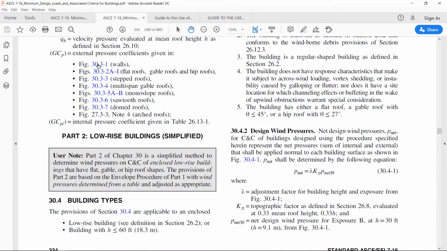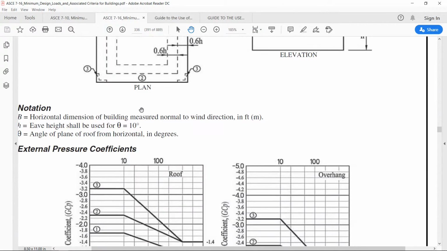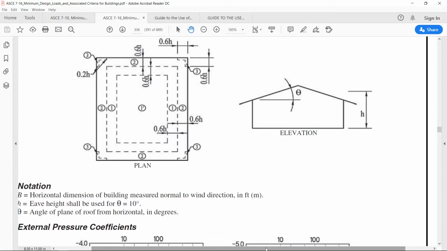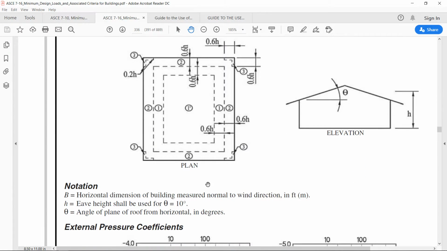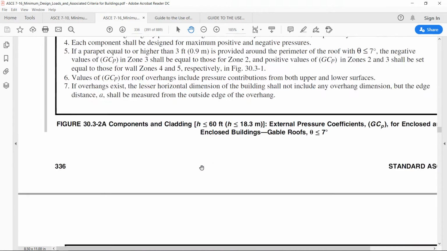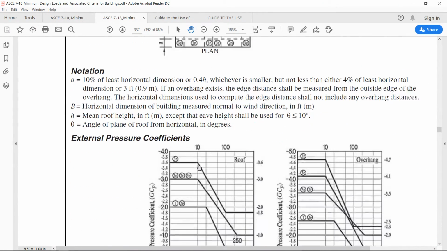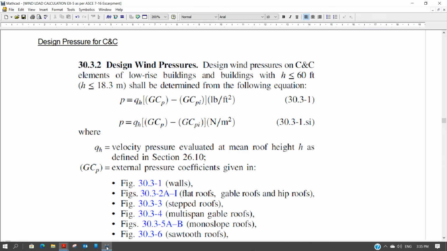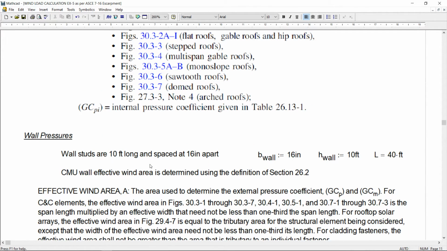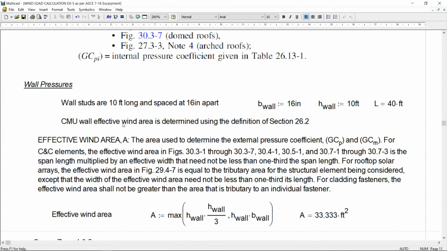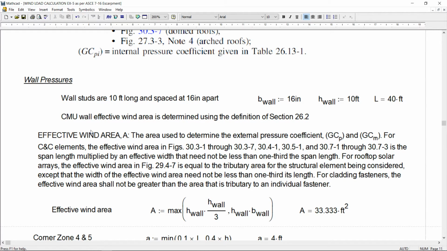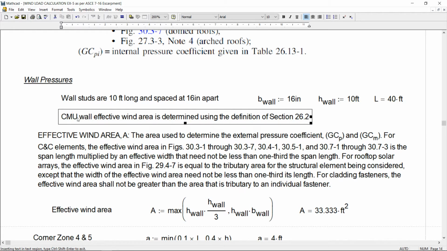So let me show you figure 30.3-1. This is the condition. So this is a simple gable roof. So all values are calculated over here. Let me show you. As specified, the wall studs are 10 feet long and spaced at 16 inches apart. So b of the wall is 16, height is 10, length is equal to 40 feet. It's not a CMU wall.